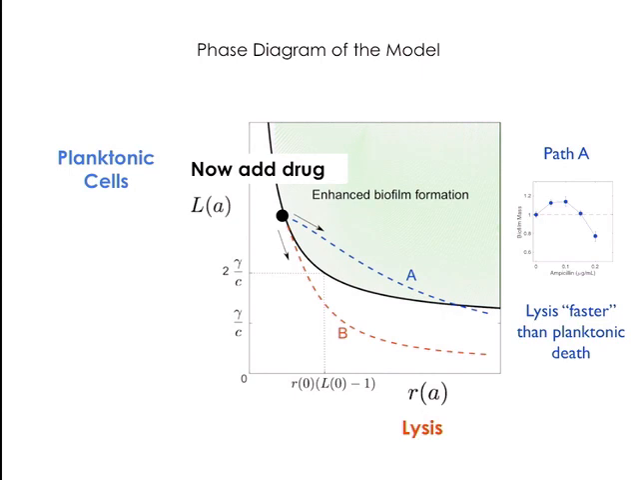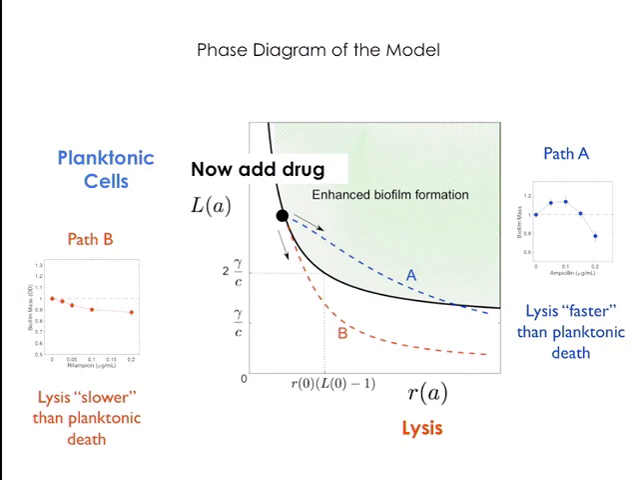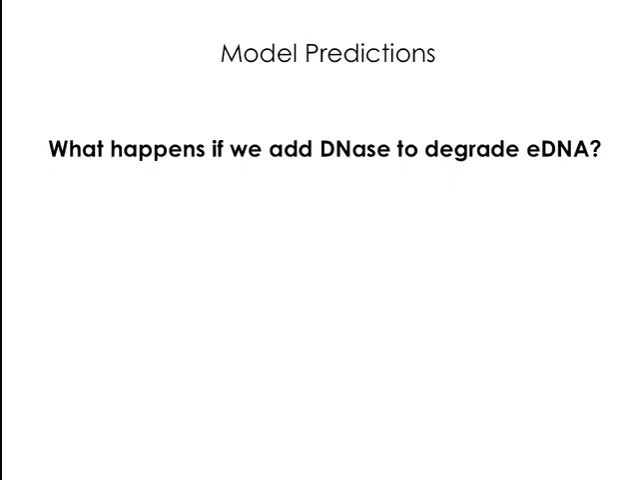Not time. However, you can imagine a different path through this space that looks more like B, and in this case, the lysis is in some sense slower than the planktonic cell death. Okay? So it's a pretty conceptually simple model that shows how, as you add antibiotic, this interplay between cell lysis, which increases with drug, and planktonic cells, which decreases with drug, gives rise to increased biofilm formation.